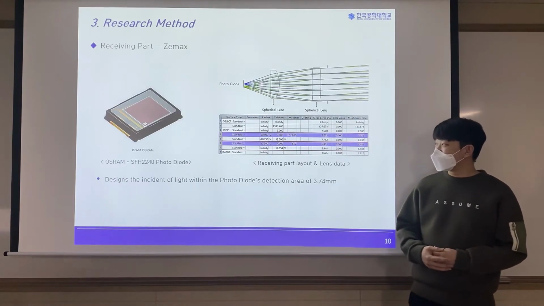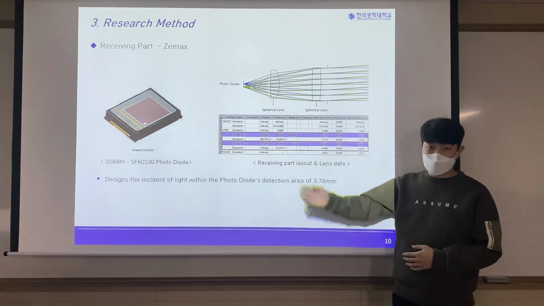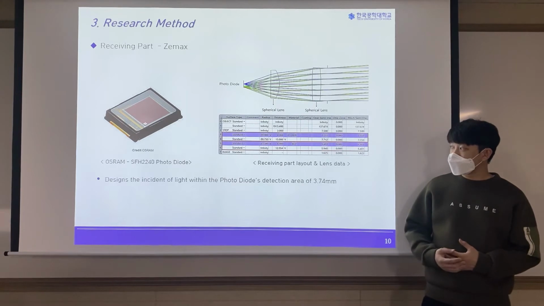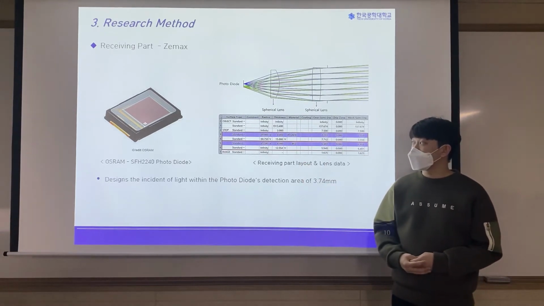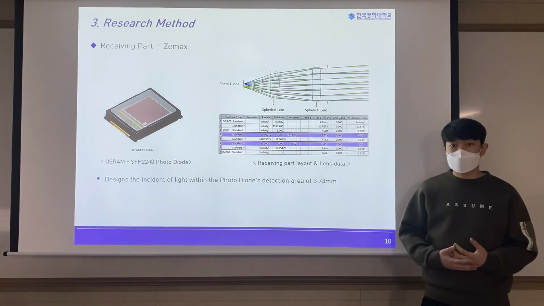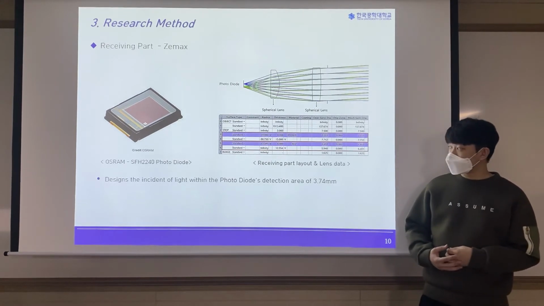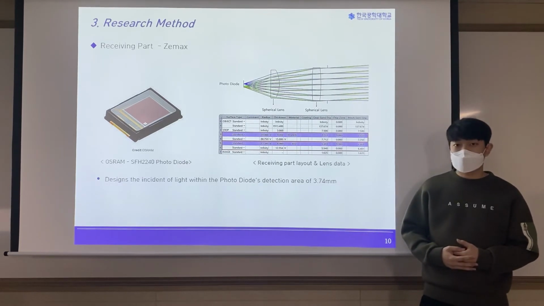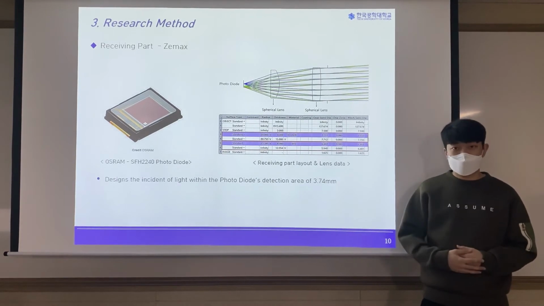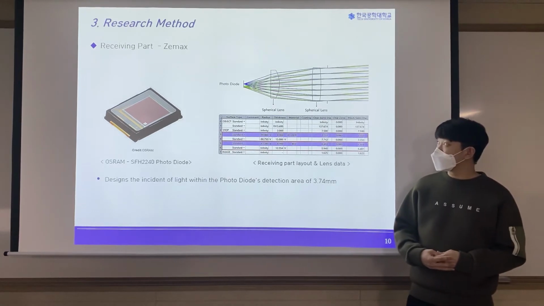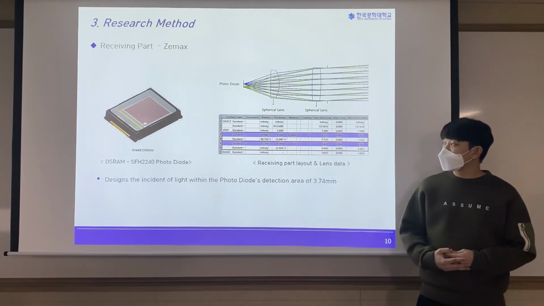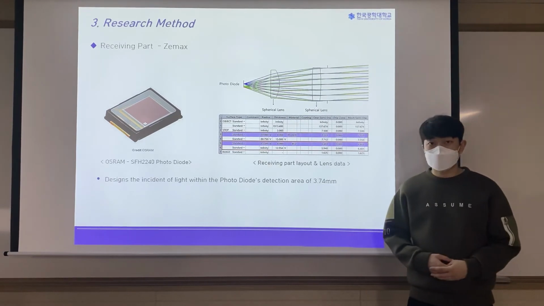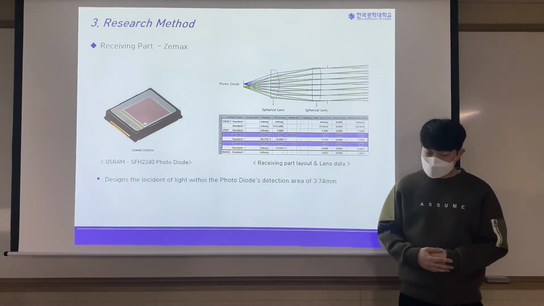Next, I will talk about the design of the light receiving unit using GMAX. The picture you see on the left is the photodiode of the Osram company that we are going to use. The photodiode receives a light area of 2.65 mm x 2.65 mm and a diagonal size of 3.74 mm. So we use a spherical lens as shown on the right to receive reflected light from the line beam at a certain angle. Next, Mingyu will explain the simulation part. Thank you.